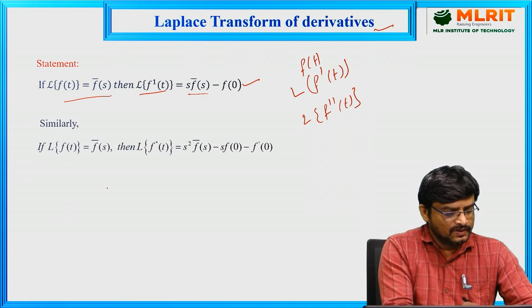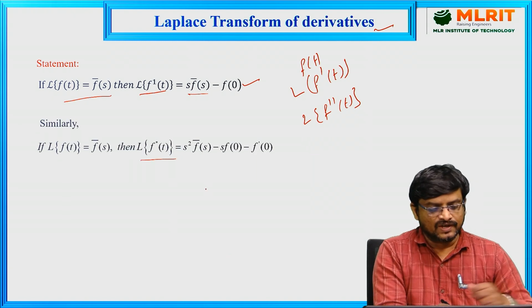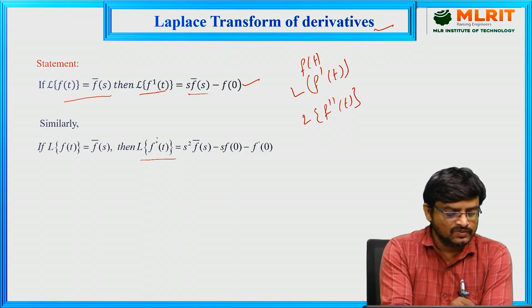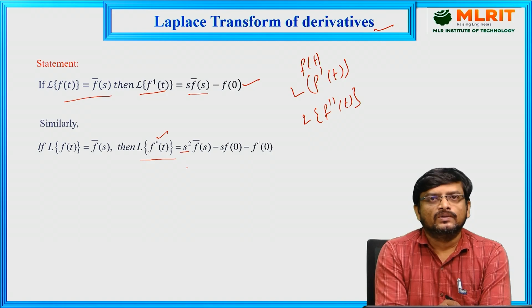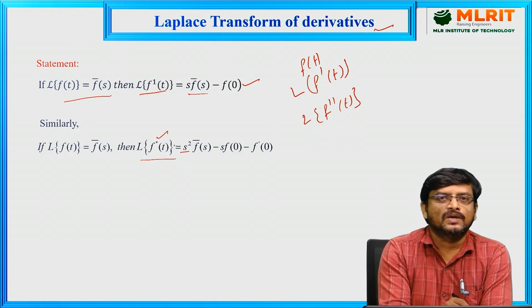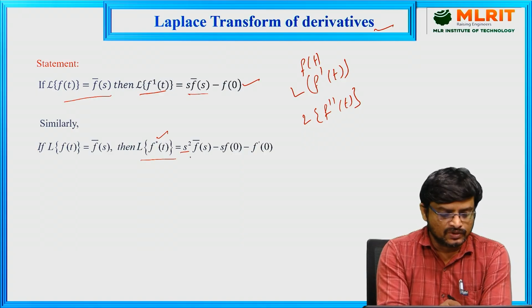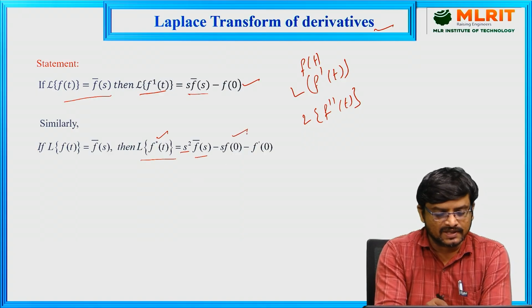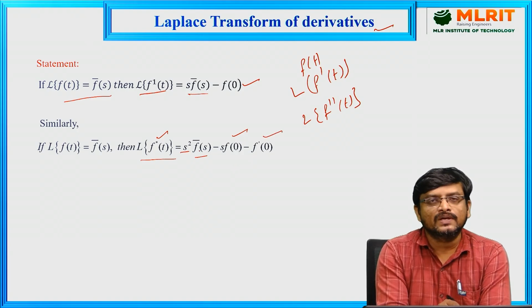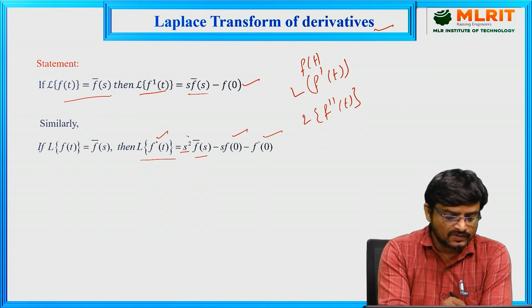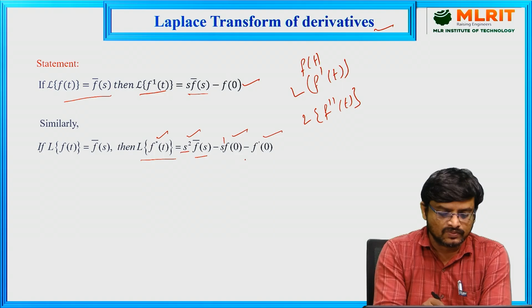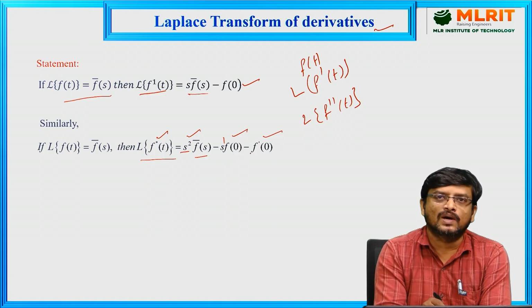Now similarly, Laplace transform of f double dash of t is equal to s squared. Since we are applying the second derivative for the function, here we have to take s squared. The power of s must be equal to the number of times we have applied the derivative for the given function f of t. So s squared into f bar of s minus s into f of 0 minus f dash of 0. The power of s must be in decreasing order as the number of terms increases. Here we have s squared, here s power 1, and here s power 0, that is 1.